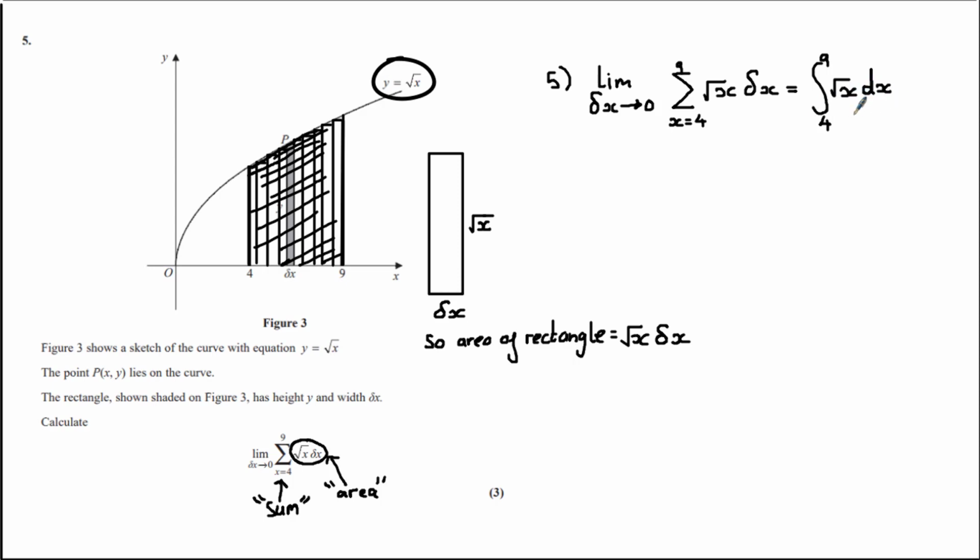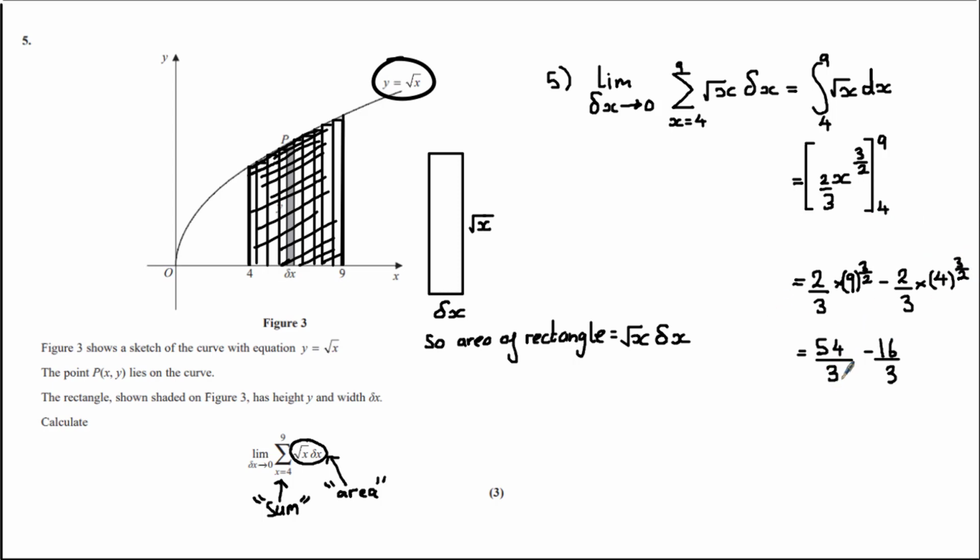Integrating this term, the square root of x, we get 2 over 3 times x raised to the 3 over 2. And we need to evaluate at these limits. So we need to substitute 9 into this integral to get 2 over 3 times 9 raised to the 3 over 2, minus 2 over 3 times 4, the other limit, raised to the power of 3 over 2. Working this out, this is equal to 54 over 3 minus 16 over 3, which is equal to 38 over 3 units squared.